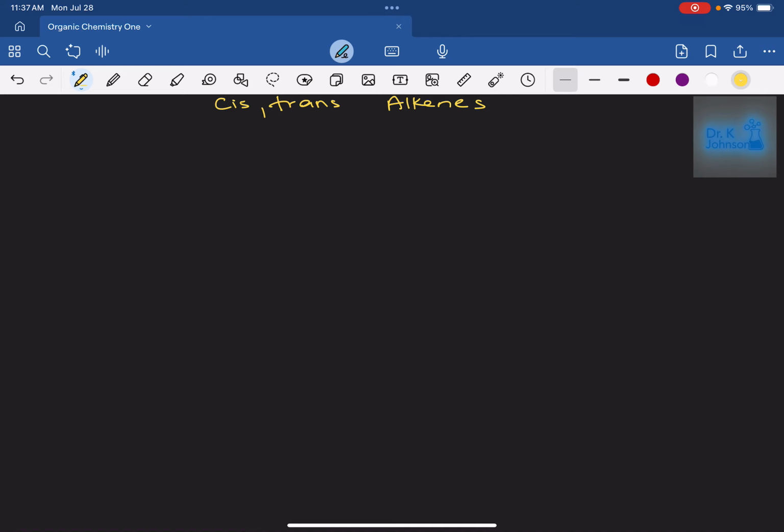For you to use cis or trans, you need to have one hydrogen on each carbon of the carbon-carbon double bond. Here's my carbon-carbon double bond. In order for you to use cis or trans, this carbon must have one hydrogen. This carbon must have one hydrogen. There's some other substituent here, and I'm going to look at a real example in a second.